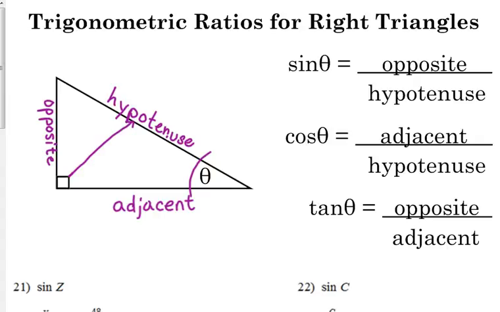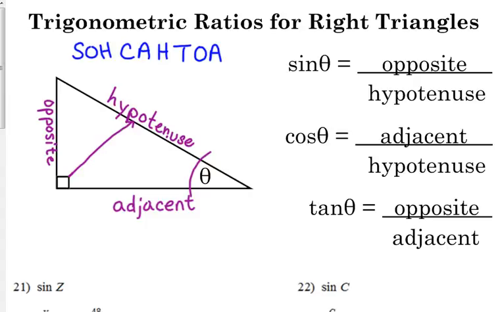Now, what these trig ratios are telling us is a ratio. If I ask you what's the sine of theta, you're going to take the opposite length and put it over the hypotenuse length, and it's going to give you a ratio. If I ask you for the cosine, you take the adjacent length and put it over the hypotenuse. Tangent is the opposite over the adjacent. Some people learn to remember this with SOHCAHTOA. That's sine is opposite over hypotenuse, cosine is adjacent over hypotenuse, tangent is opposite over adjacent.